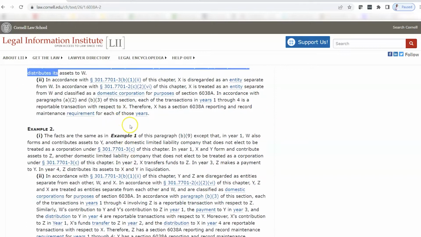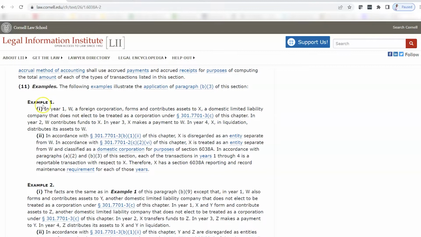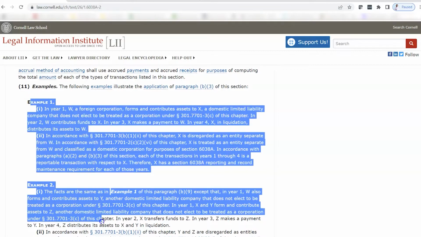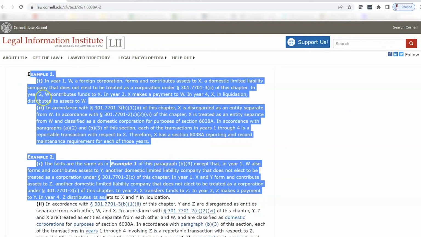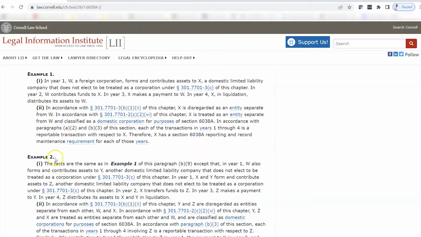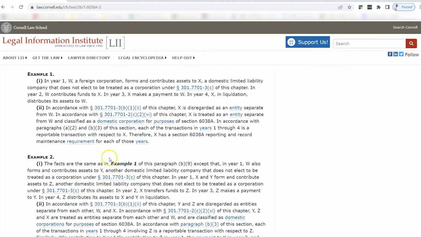Now, these examples may not be all inclusive. There are specific situations that may fall outside of these examples that also may be considered reportable transactions. So anytime you're dealing with a transaction that you're not sure about, you should always consult an attorney or CPA to determine whether that transaction is really a reportable transaction or not.